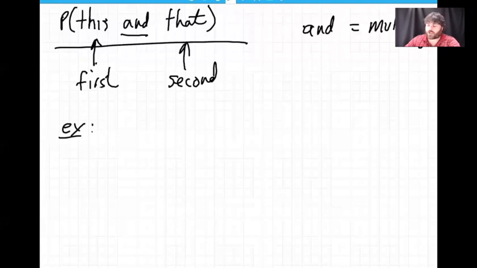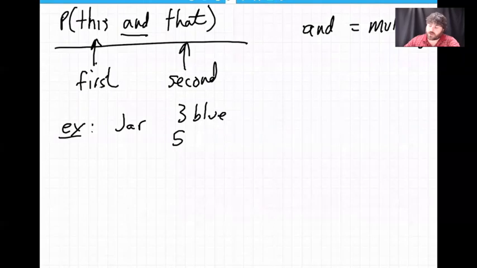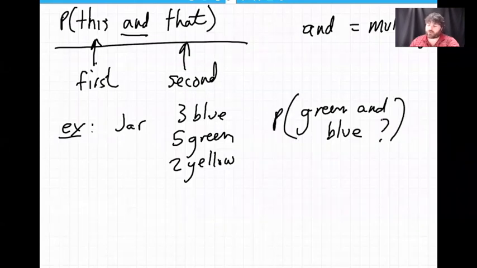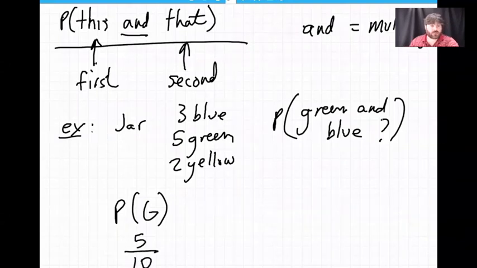So out of a jar that contains 3 blue candies, 5 green candies, 2 yellow candies, what's the probability of selecting a green and a blue candy? Okay, what's the probability of selecting a green and a blue? Well, this is this and this. I need a green and a blue. So first thing, you're going to do the probability of getting a green. Okay, what's the probability of getting a green? There's 5 greens out of how many total? 10 candies, so 5/10 or a half.